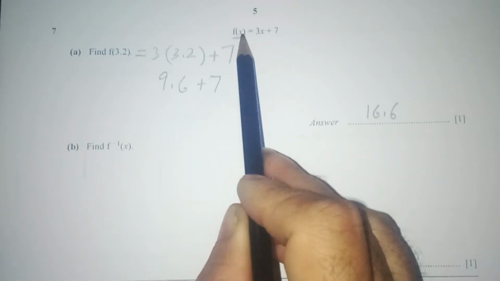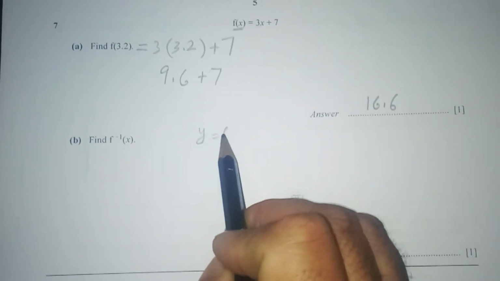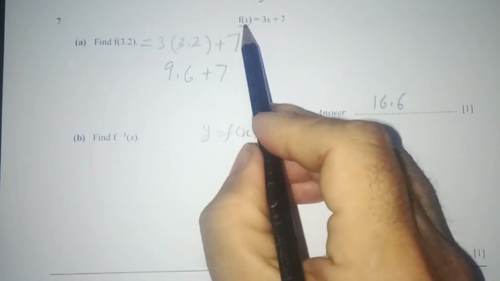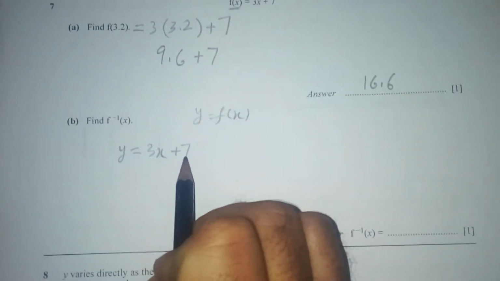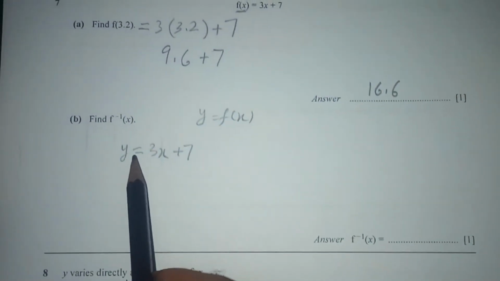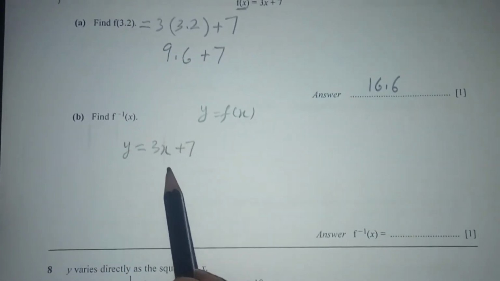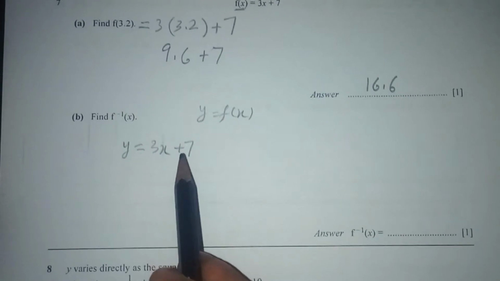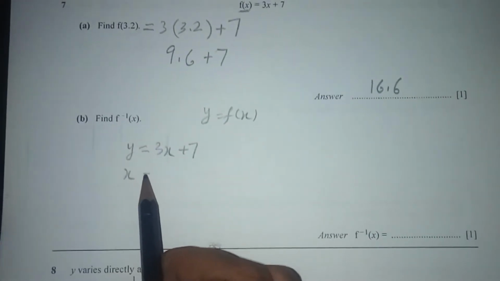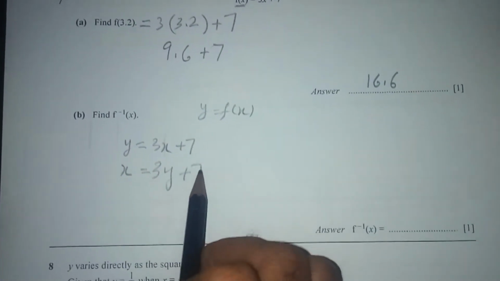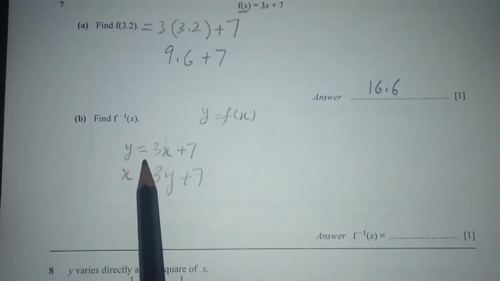First, just consider f(x) is equal to y. We know that f(x) and y are the same thing. So y is equal to 3x plus 7. As we are going to find the inverse, f inverse of x, x becomes y and y becomes x. So let's switch the variables: x is equal to 3y plus 7, because we are going to find the inverse. In that case, we switch the variables.